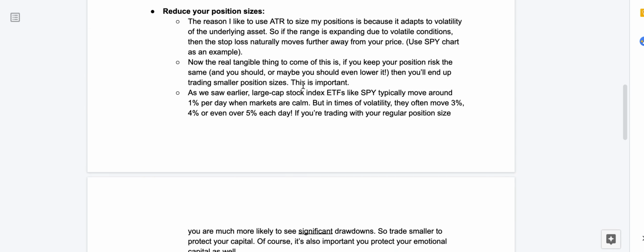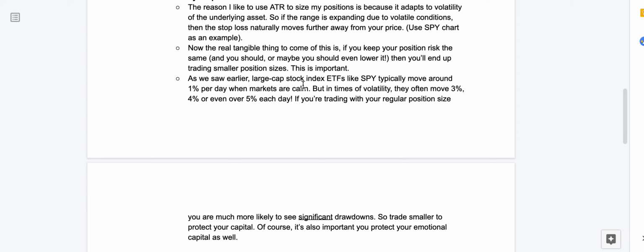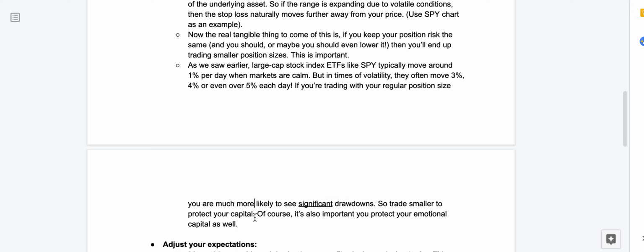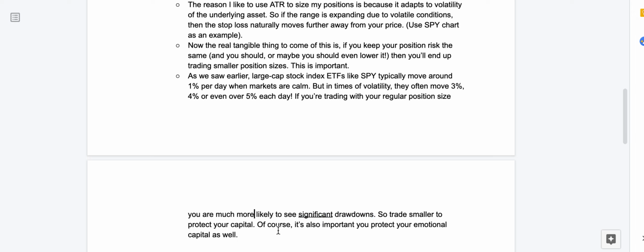Now, the good thing about these smaller position sizes is that when you are getting whipsawed in these fast moving markets, these smaller position sizes help you avoid significant drawdowns. And not only do they protect your trading capital, but this also helps you protect your emotional capital as well, because you're more likely to get whipsawed, and if you do, it doesn't sting as much.